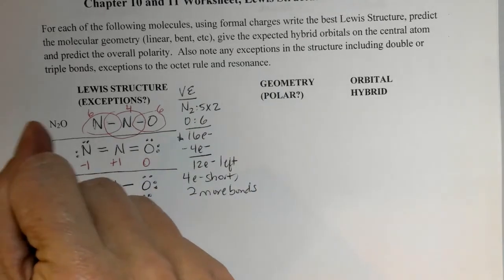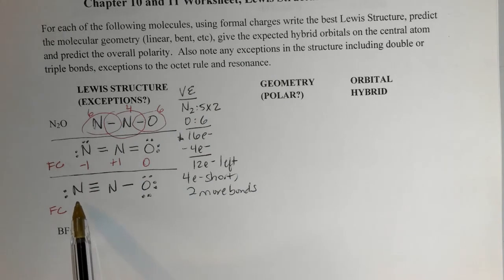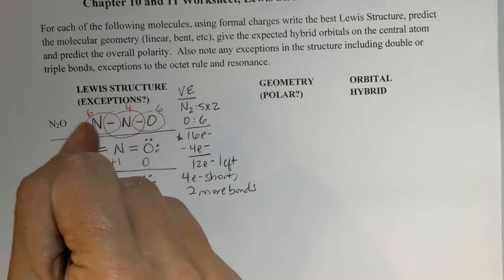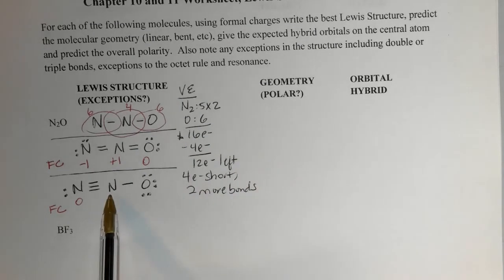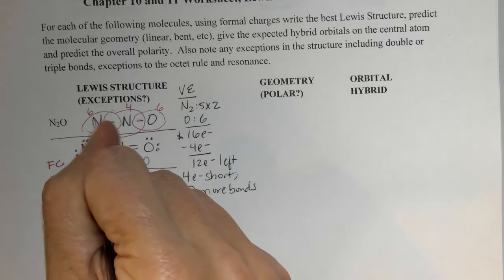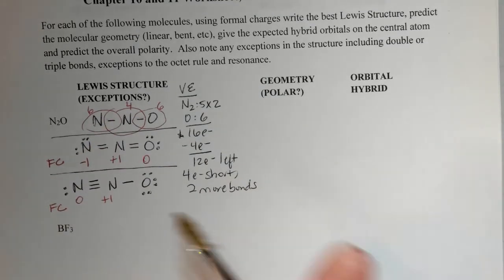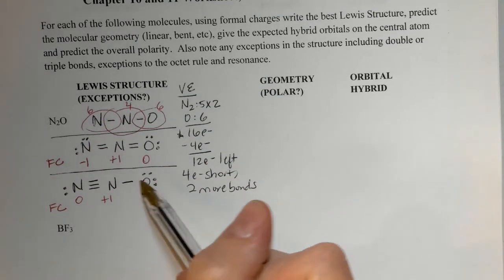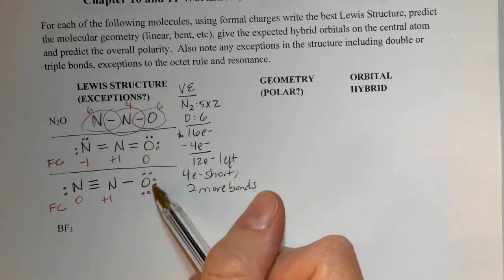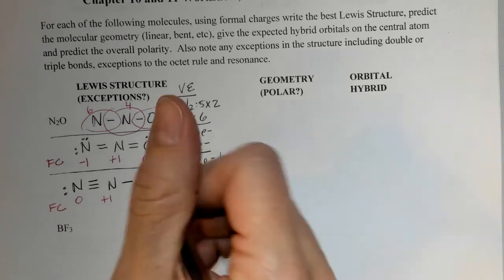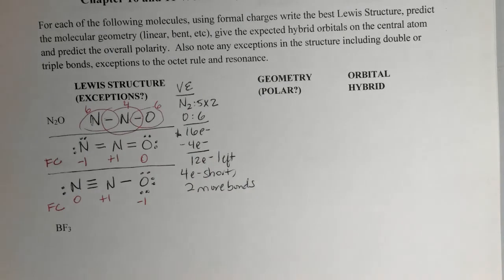Now if I look at the formal charges, nitrogen comes in with 5. We've assigned it 1, 2, 3, 4, and 5. So 5 minus 5 is 0. Nitrogen in the middle hasn't changed. It came in with 5. We've assigned it 4. 5 minus 4 is a positive 1. And then oxygen comes in with 6, but now we've assigned it 1, 2, 3, 4, 5, 6, and 7. So 6 minus 7 means we've got a negative 1.